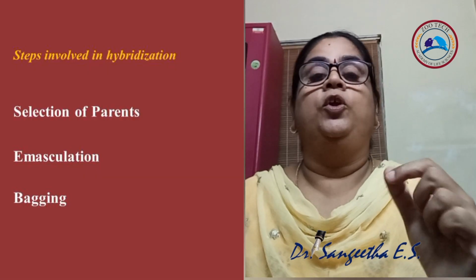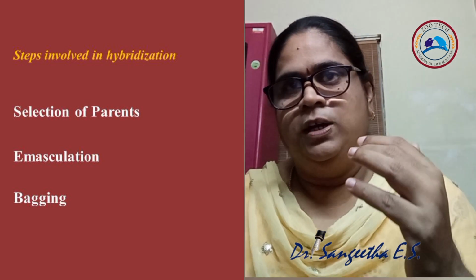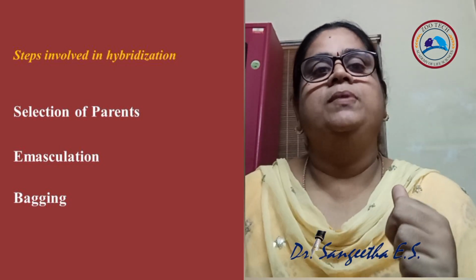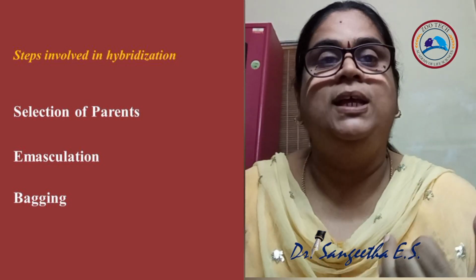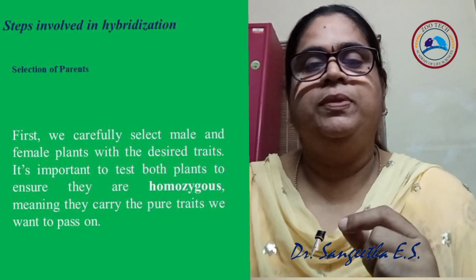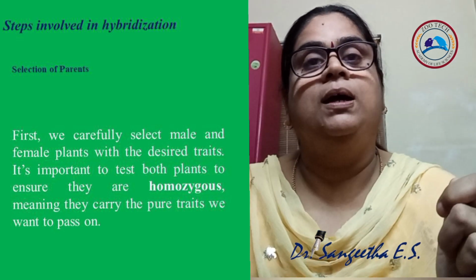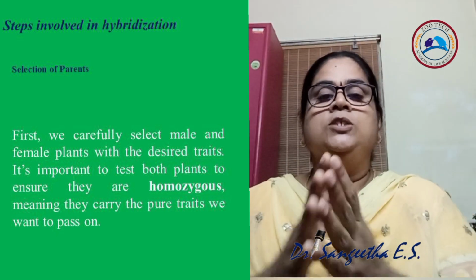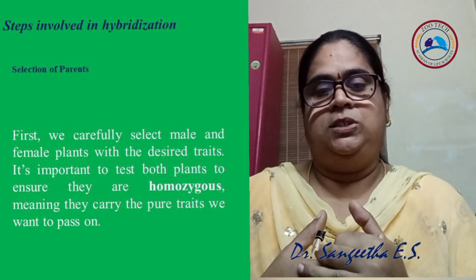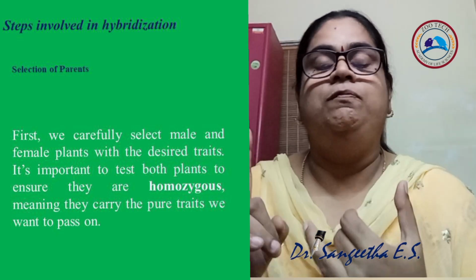Now we'll talk about the main steps involved in hybridization. The main steps go with three points. The first is the selection of parents, the second is emasculation, and the third is bagging. Now, talking about the selection of parents: first, we carefully select male and female plants with the desired traits. It's important to test both plants to ensure they are homozygous, meaning they carry the pure traits we want to pass on. So that will be the first point.